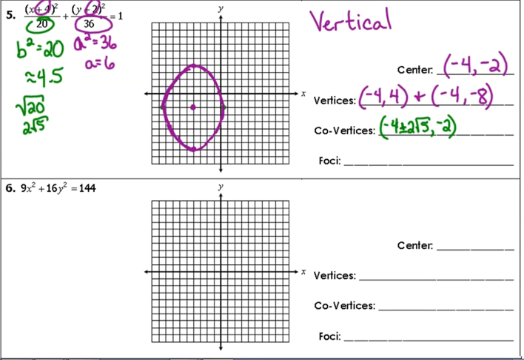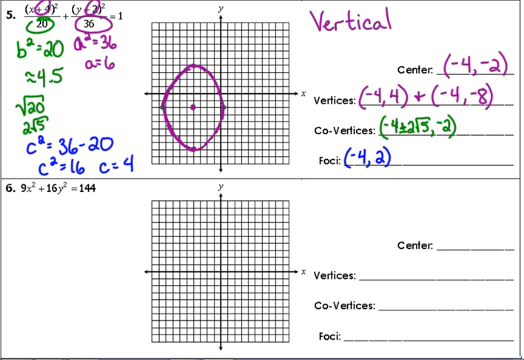Now, not really important to my graph, but they did ask for this information. They wanted the foci, so I need to calculate the foci. The foci is c units from the center on the major axis. So I've got to find c. c squared is a squared minus b squared. So 36 minus 20, that's 16. So c is 4.